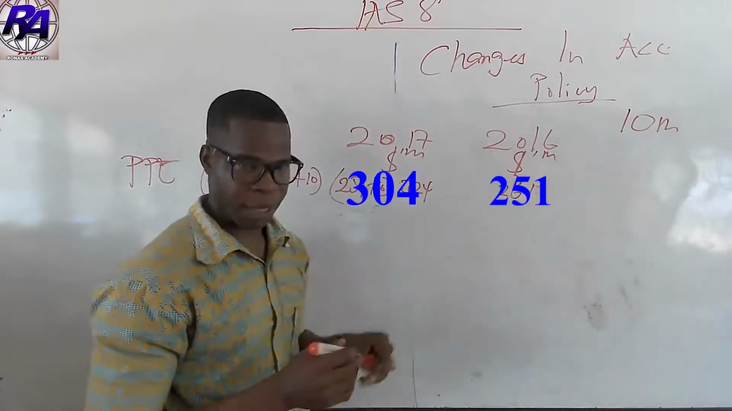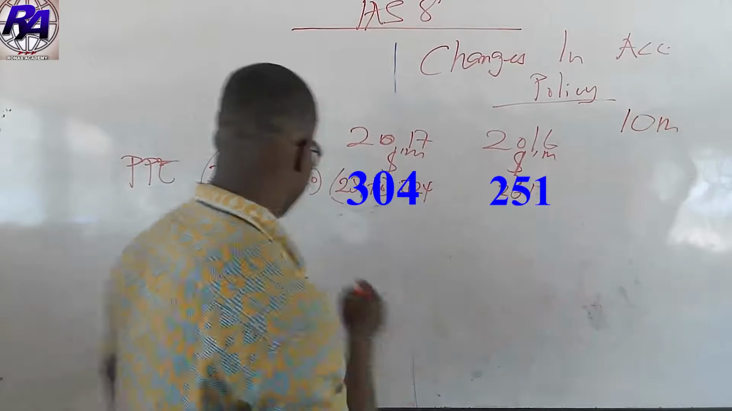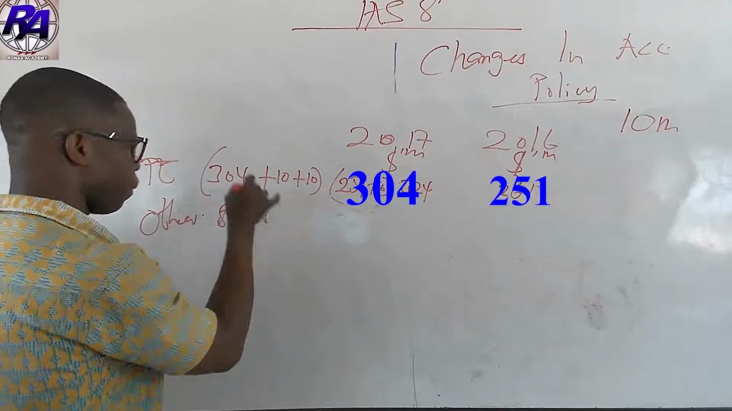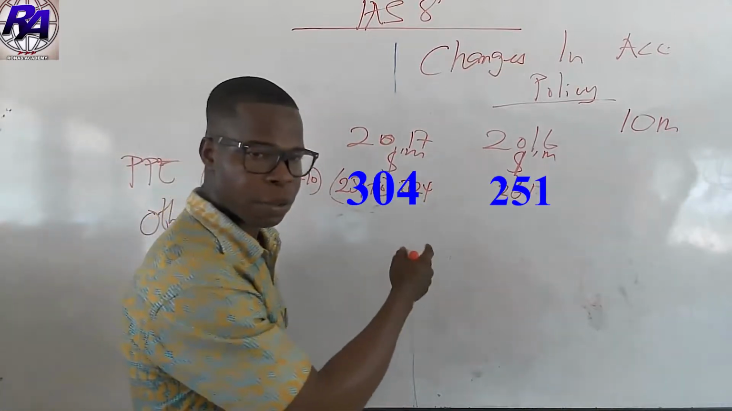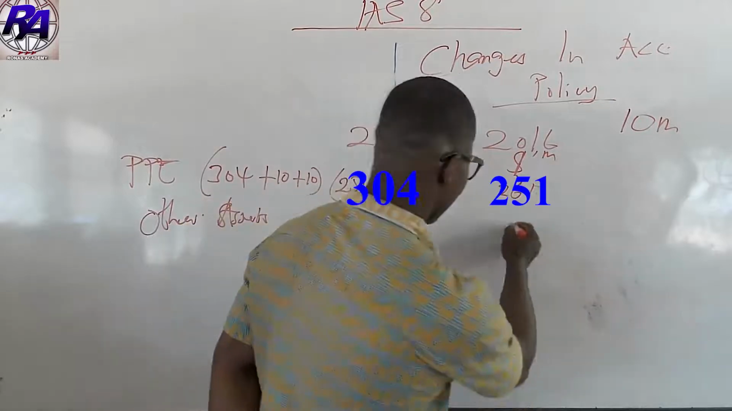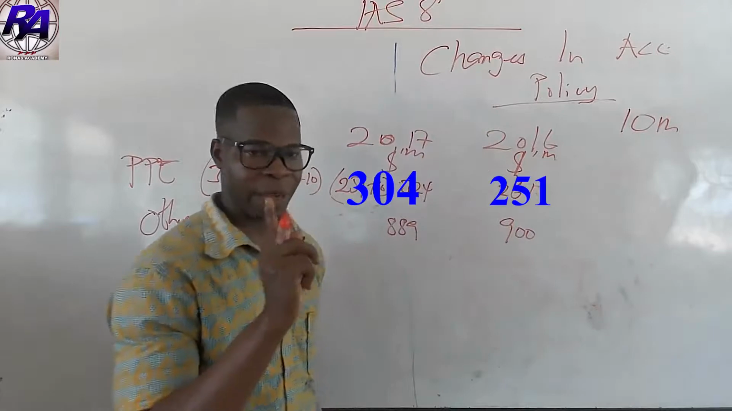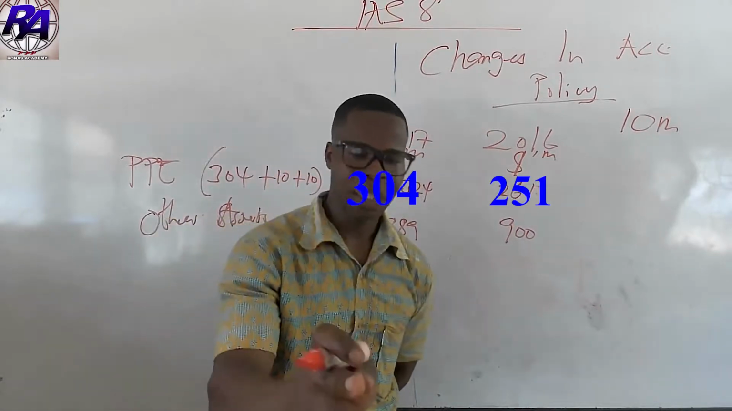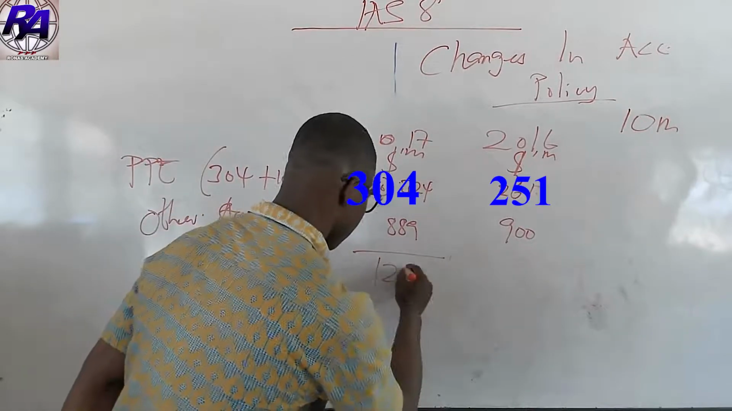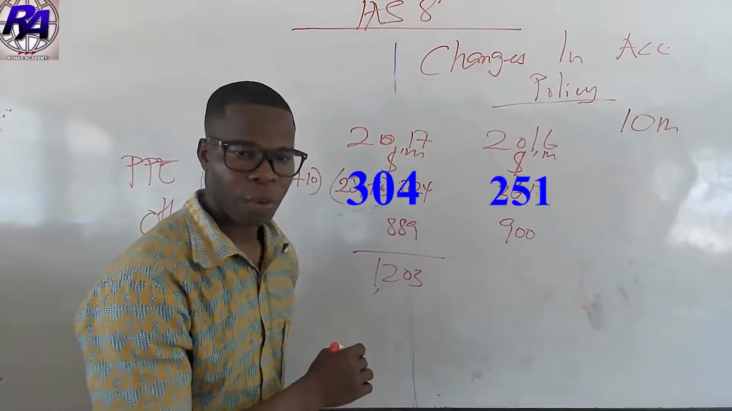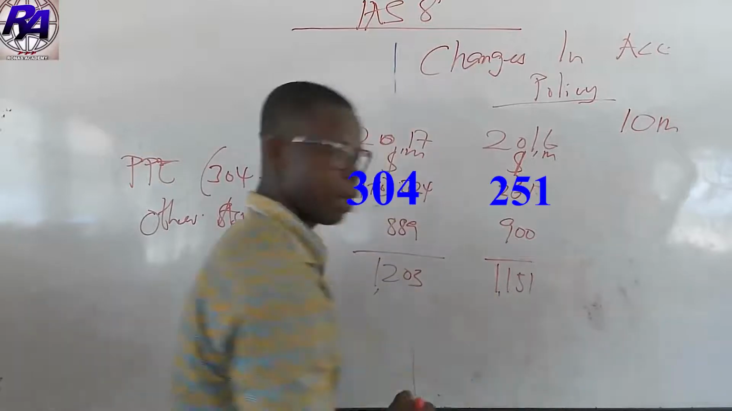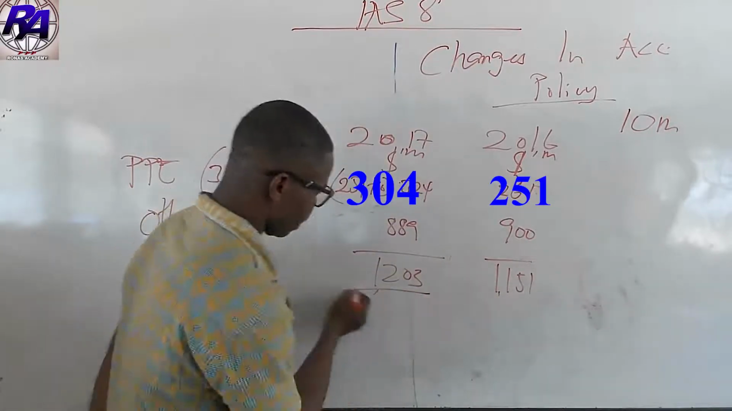for the PP. Then we have other assets. And then the value is probably the one we were given was 889. And then we also have 900 for 2016. It's not going to be affected here because the change in the policy did not affect the other assets. So our total assets is going to be 1203 here, 1203, and then we are going to have 1151 over here to be the total assets for the period.